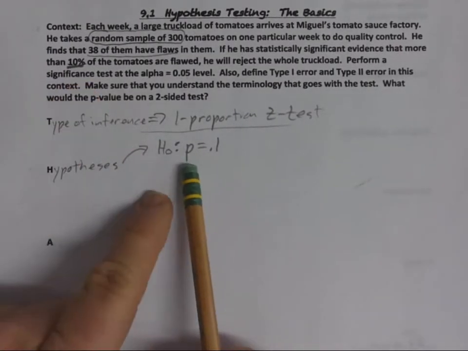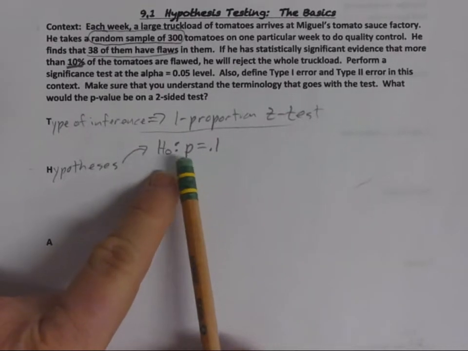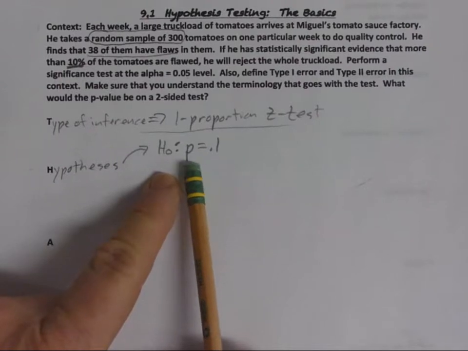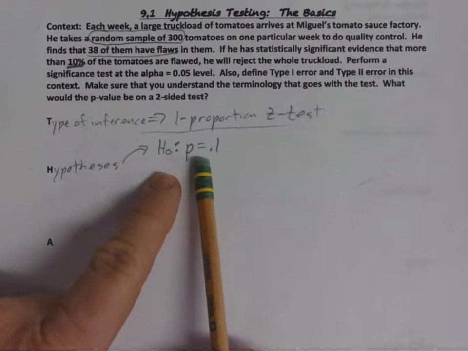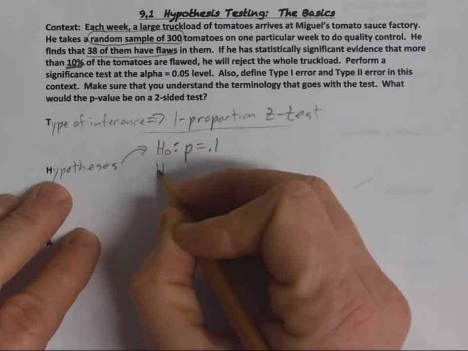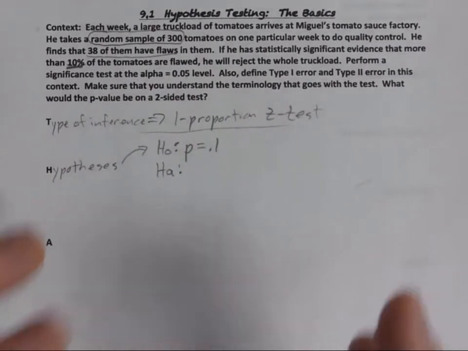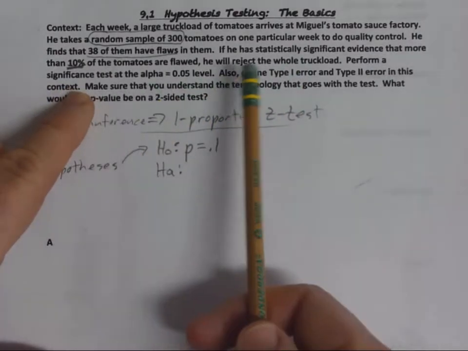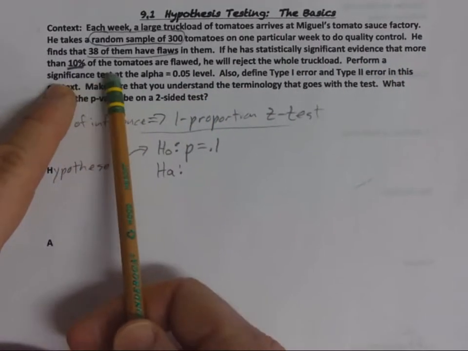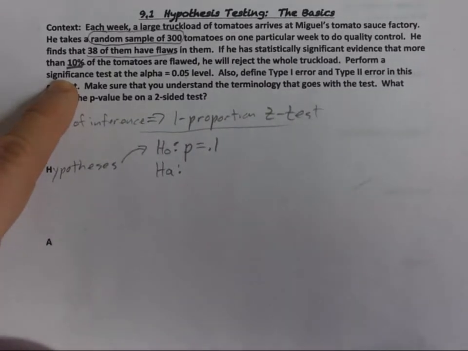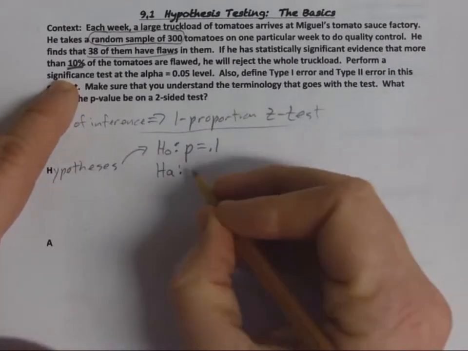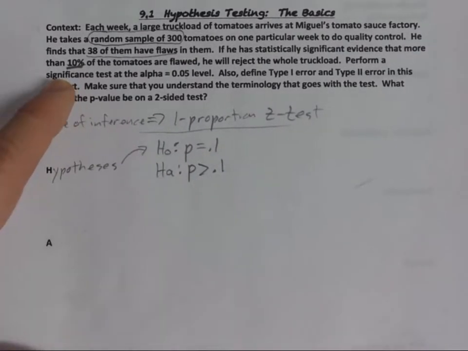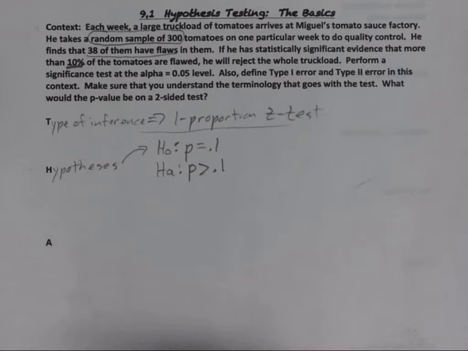It's always going to look like this. In section 2, it's always going to be p is equal to some proportion, or in section 3, it's going to be mu is equal to. There's never a greater than or equal to there. Now, our alternative is what we suspect might be true, or what would call for a change or difference. The problem says if he has statistically significant evidence that more than 10%, so that is what we're leery of. That's what we're testing for. That's what's going to be an issue, if it's more than 10%. So we're going with greater than there. That's how you write your hypotheses.